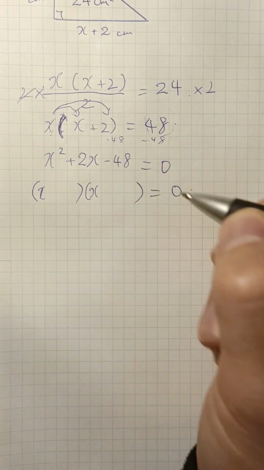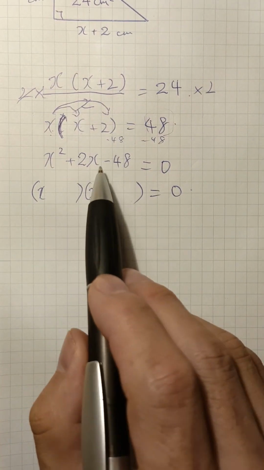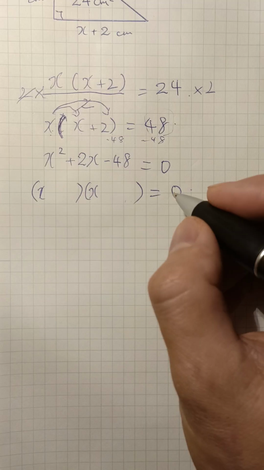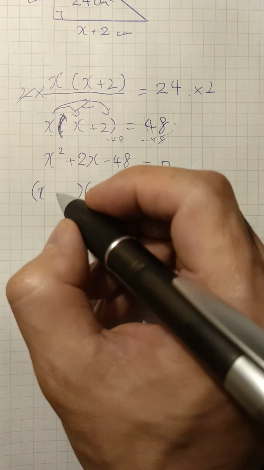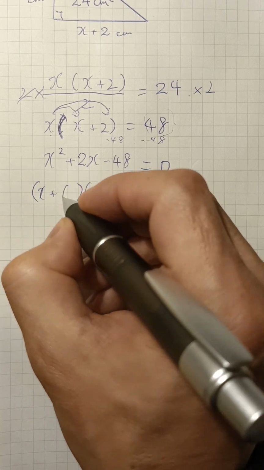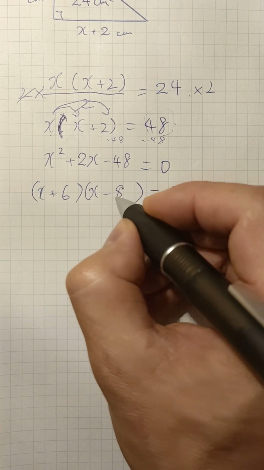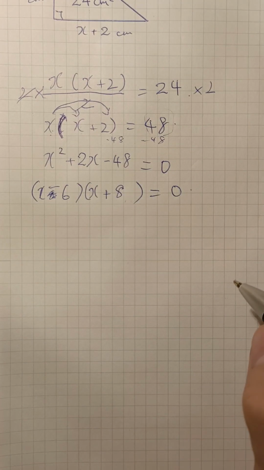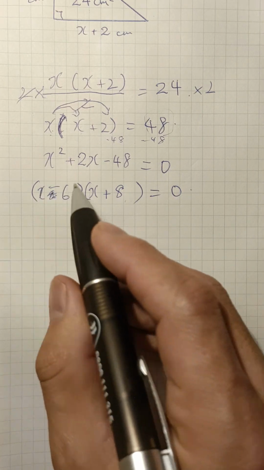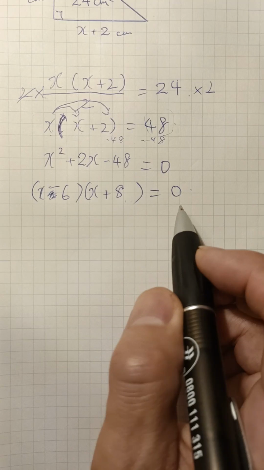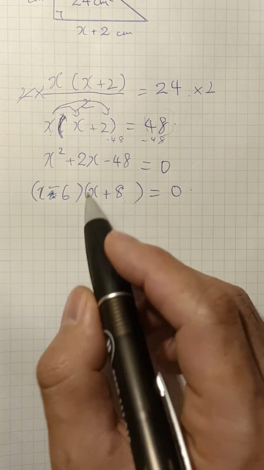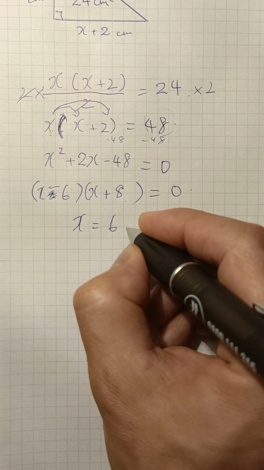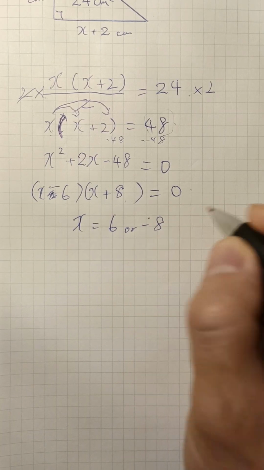So bracket x, bracket x. If you add them together, you get 2. Multiplying them together, you get negative 48. What two numbers can you think of? Right, I will give you the answer. Plus 6 and negative 8. Oh, I'm wrong. Positive 8 and negative 6. Which means if this bracket is 0, the equation works, or if this bracket is 0, the equation works. So x is 6 or negative 8.